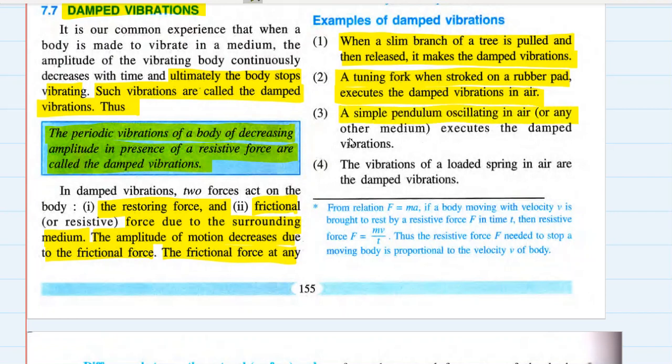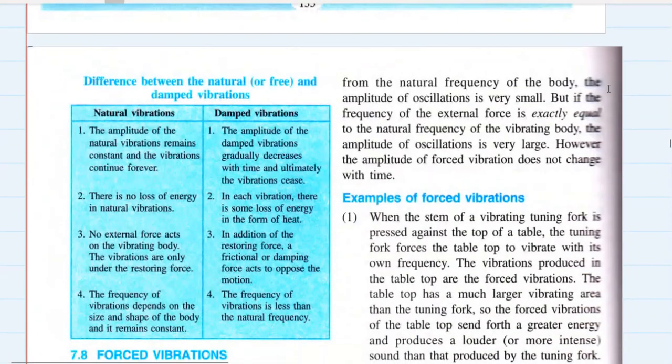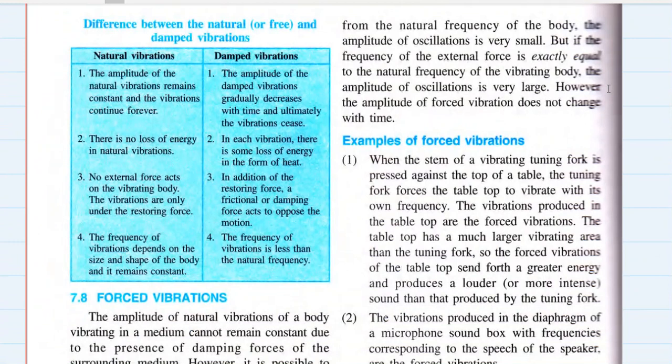A simple pendulum oscillating in air or any other medium executes damped vibrations because the simple pendulum starts vibrating with its natural frequency, but due to the restoring force and the frictional force offered by the air, the amplitude of vibration goes on decreasing, the pendulum loses its energy and slowly stops vibrating and becomes still. The vibrations of a loaded spring in air are damped vibrations. So most of the examples which we have studied earlier are examples of damped vibrations when these vibrations happen in air, in the presence of a medium around the vibrating body. Due to the resistive force, these vibrations stop eventually and their amplitude slowly decreases.